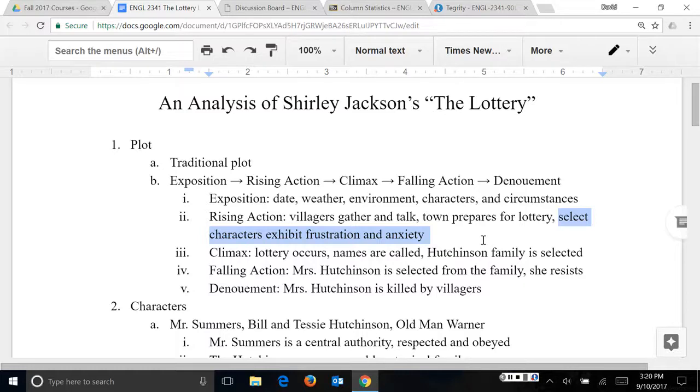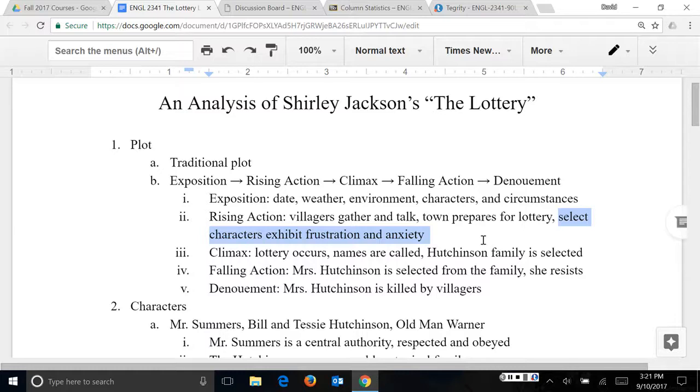We have people making jokes and cracks at each other about Mrs. Hutchinson, Tessie. Obviously, she jokes about not wanting to leave the dishes done, and she forgot what time it was, and she realized she needed to be somewhere, so she hurried as fast as she could. Right? This is all building tension because we know everyone's nervous. People are flipping papers nervously, and so on.